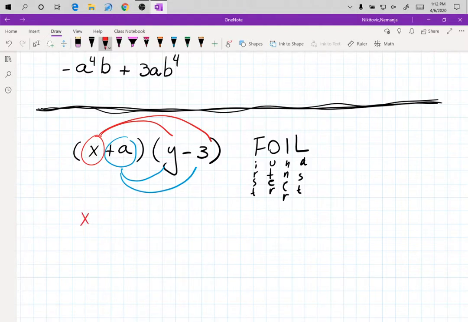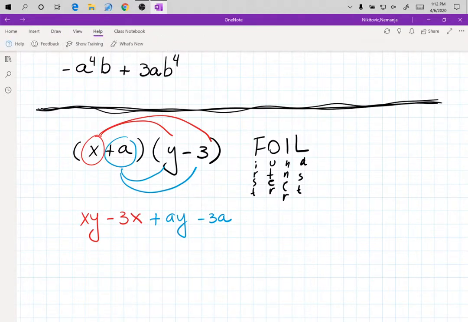We have xy, because x times y is just xy. And then we have negative 3x, because x times negative 3 is negative 3x. And then for blue, I have ay, so plus ay, because that's a times y, and then minus 3a, because a times negative 3 is negative 3a.